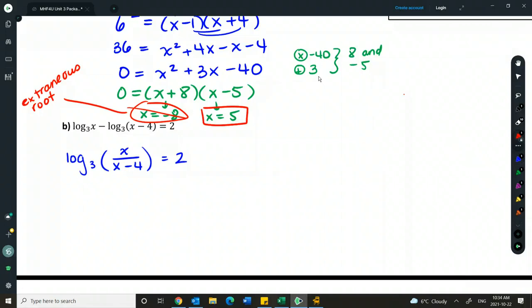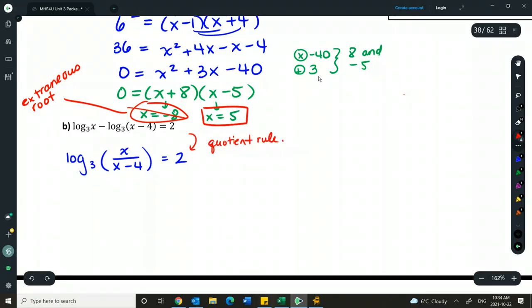Okay, how do I get the x's out of the logarithm now? Sarah? Switch it into exponential form. So this was quotient rule. Now we're going to switch into exponential form. 3 is the base. The answer to the logarithm is the exponent. And then it should be equal to what's inside your logarithm there.